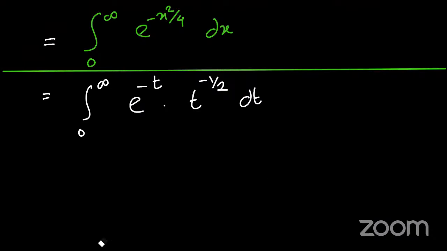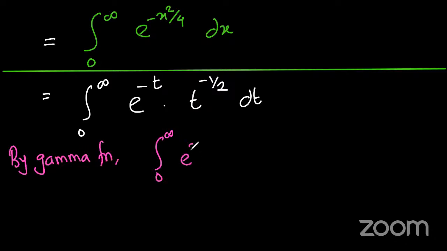Now we know the gamma function. What is the gamma function? Let's say by gamma function, what is the formula? 0 to infinity e raised to minus t into t raised to n dt is equal to gamma of n plus 1. So we'll solve it. Sorry.